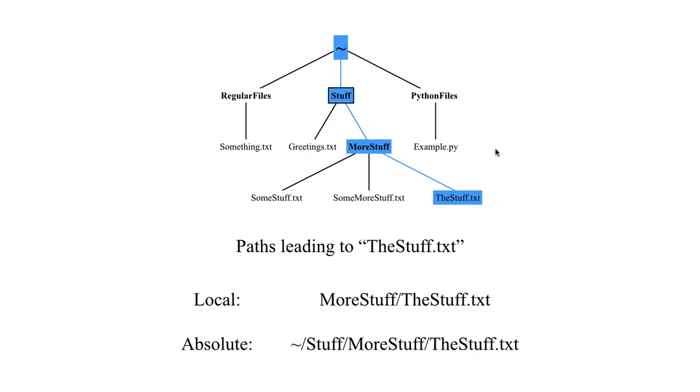This path will work no matter whether you're in Python files, whether you're in more stuff, whether you're in regular files, no matter where you are at in the server, this command will work for you if you want the computer to look for the stuff.txt. The local file path will not work for you, in fact, unless you're in the stuff directory, which is what we have in this example.